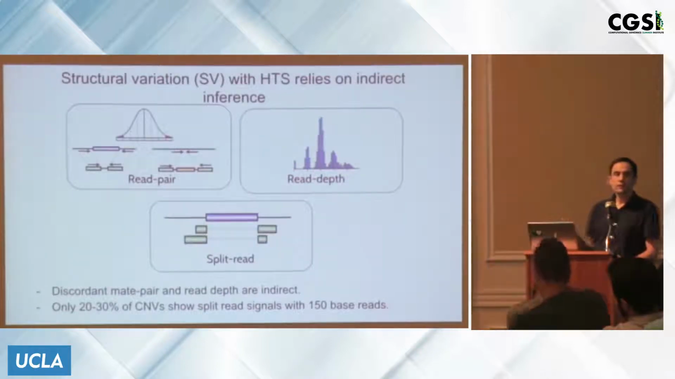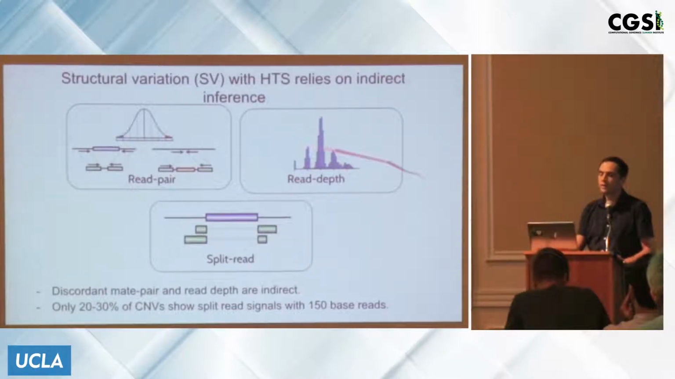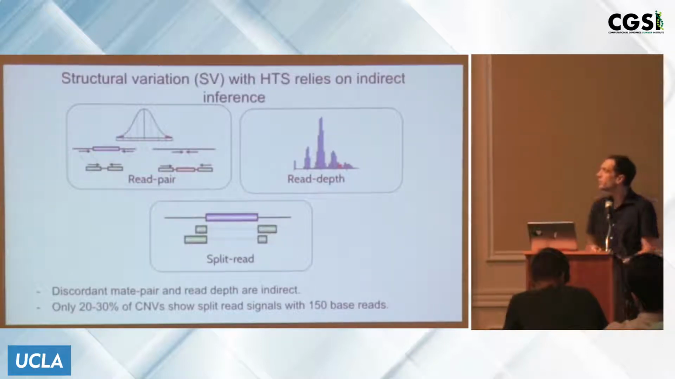So why is that the case? Well, it's because by and large, variants that are larger than the length of sequences for high-throughput sequencing are detected in an indirect manner. So they're just inferred by either discordant distances between paired end reads or read depth methods. And so John gave a very good survey of this a couple of days ago.